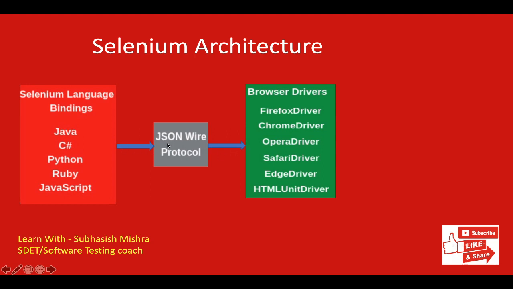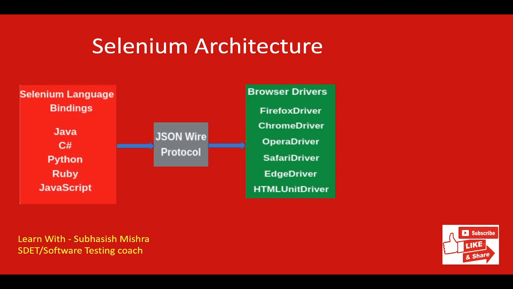Here the client is the Selenium client libraries and the server is the browser driver, and to interact between this client and server we use JSON Wire Protocol. JSON Wire Protocol will convert our request to a format which is understandable by the server, and it also converts the response from the server to a format understandable by the client. So that's all about JSON Wire Protocol.